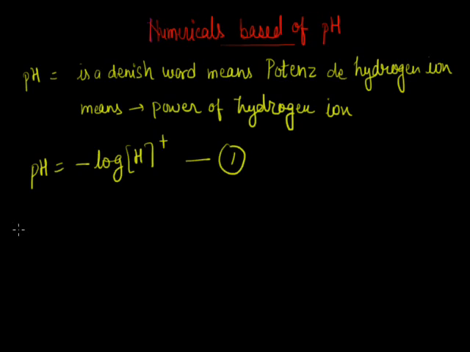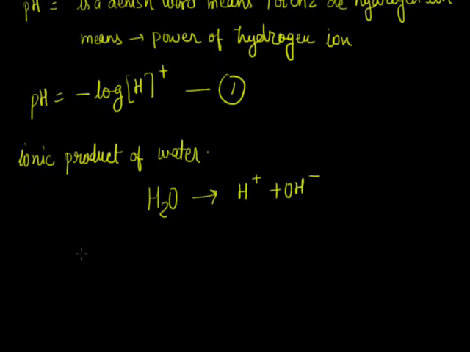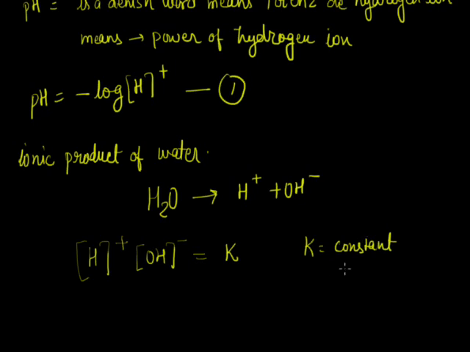Now, we are also going to discuss the ionic product of water. What is the ionic product of water? When a water molecule dissociates into its ions, it gives H plus and OH minus ions. For the equilibrium conditions, the product of the concentrations of H plus ion and OH minus ion is equal to K. Here K is the constant, or we can also say that it is the equilibrium constant. Since we are discussing water, it will be Kw.